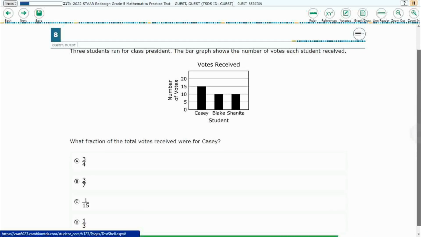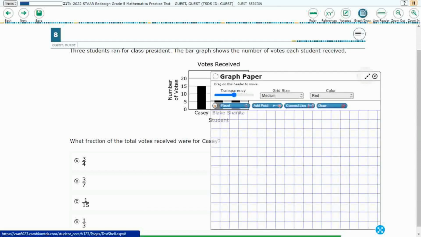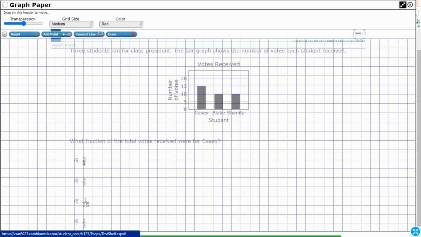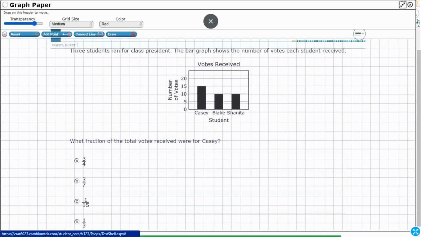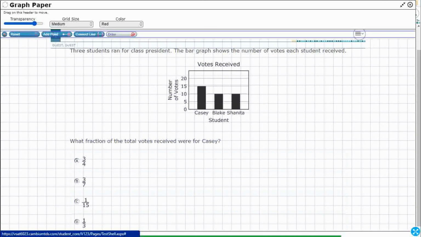All right, so we got a little bar graph here, and we've got one simple problem to answer. So let's open up our graph draw feature, expand it out using the diagonal arrows in the top right, and let's make it a little bit more transparent so we can see what is going on behind there. All right, so 3 students ran for class president, and we've got their votes here: Casey, Blake, and Shanita.